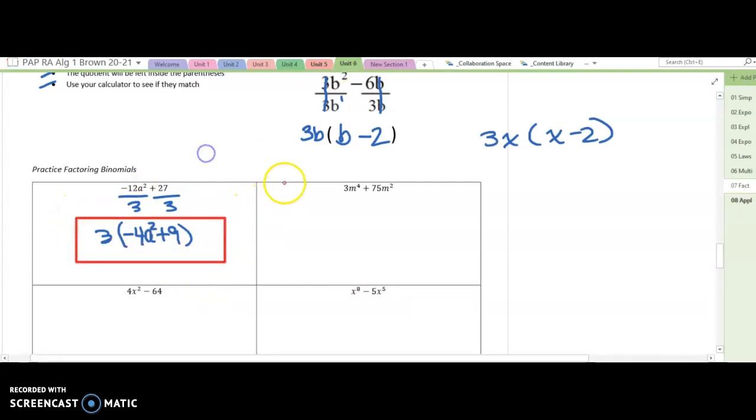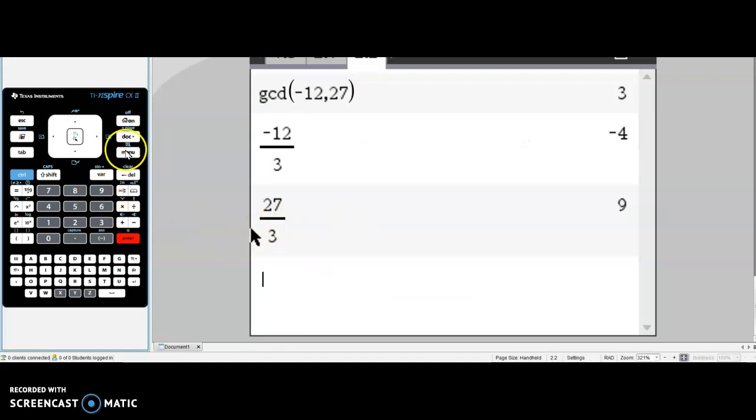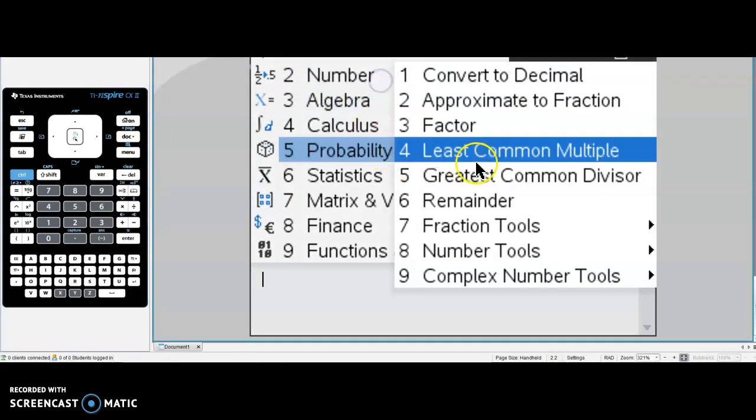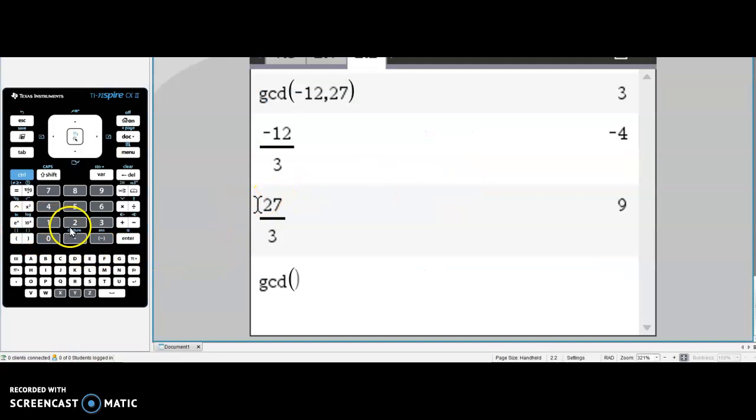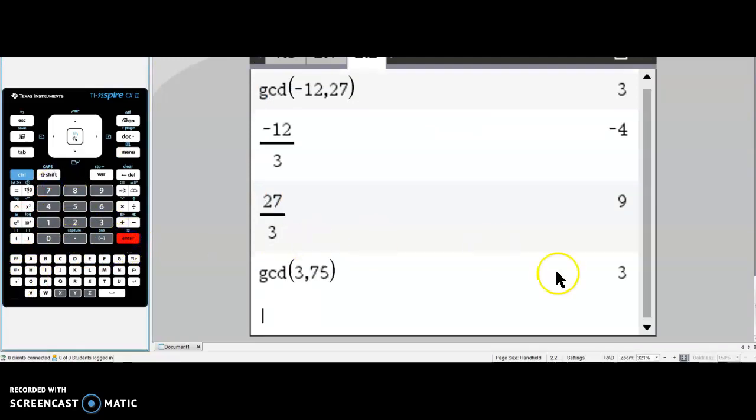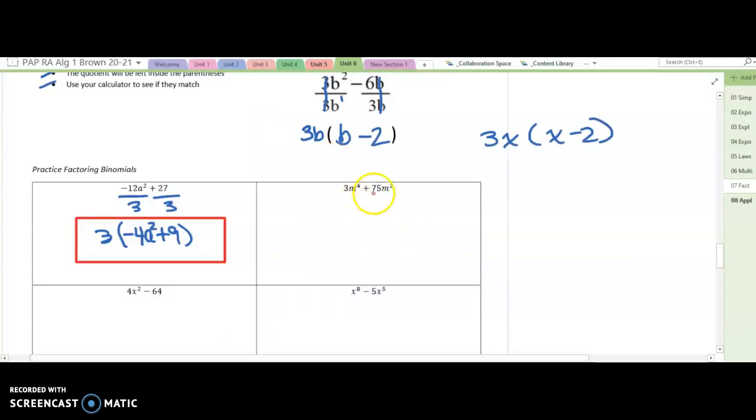I know it sounds easier whenever I'm doing it. Okay? So let's do this again. We have 3m to the 4th power, minus 75m squared. Okay? Now, let's see what our greatest common factor is of 3 and 75. Let's see. That was menu, number, greatest common divisor. We have to do a 3, comma, 75. I bet it's going to be 3. Yeah. Because if you think about quarters, 3 quarters makes 75 cents, right?